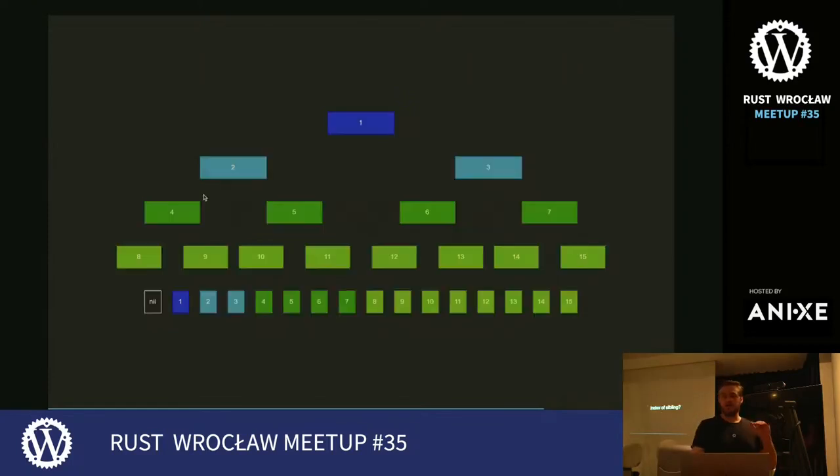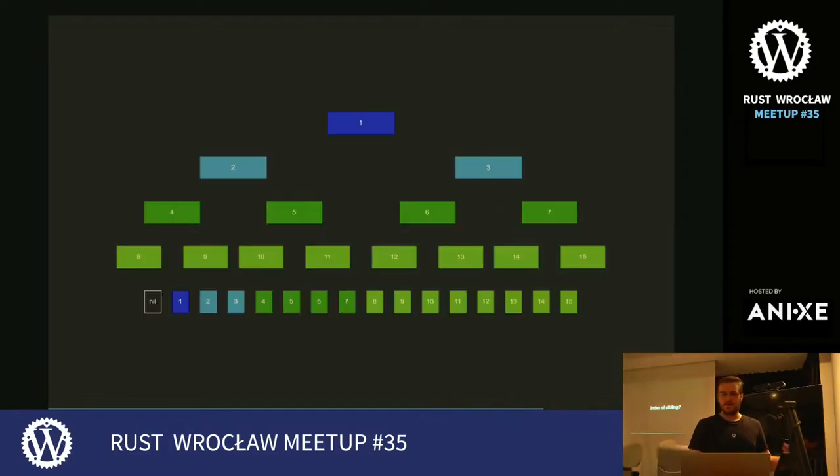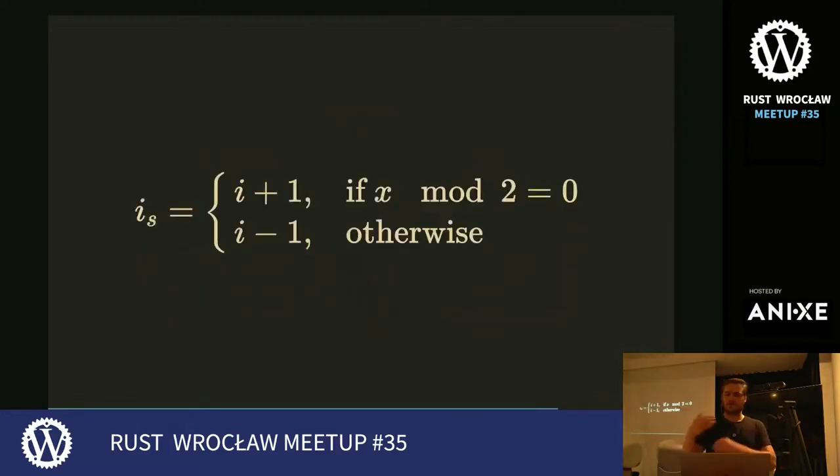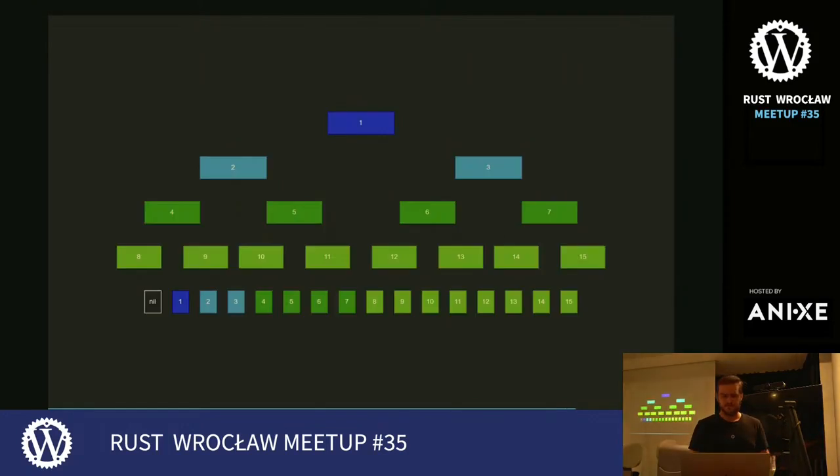By the way, if we didn't apply this trick of skipping the first root, for example, the index of a parent is now (i plus 1) over 2 minus 1, right? And for index of sibling, this gets just flipped. But then we have the next one, which is depth at index. We also want to know which level a given index is on, right?